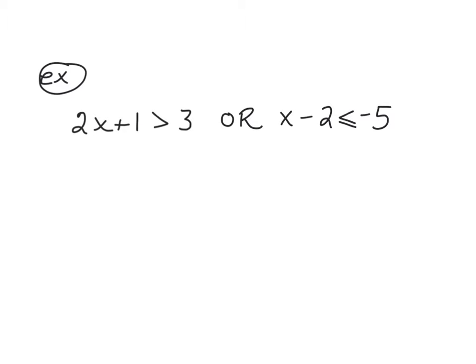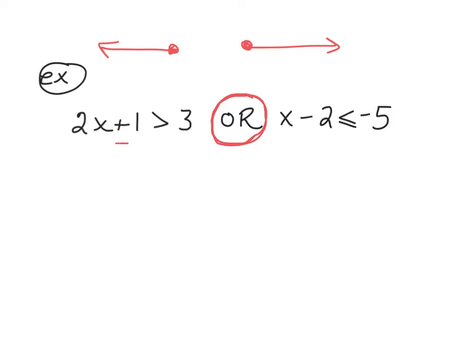So for example, we might see something like this. This says 2x plus 1 is greater than 3, or x minus 2 is less than or equal to negative 5. This is an or statement, and we know it's an or statement because it has the word or in it. And our rule of thumb from yesterday, we expect this to have kind of two arrows running away from each other. So what we're going to do with this or statement is we're going to solve both pieces of this separately and then put it on the number line.